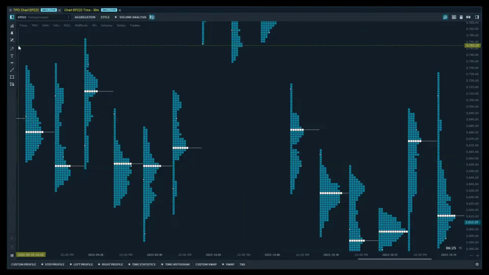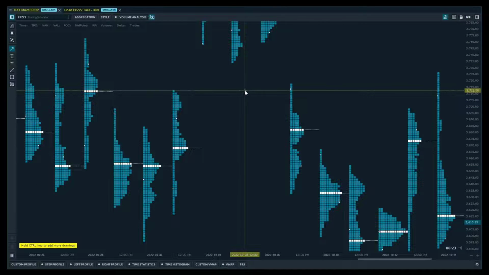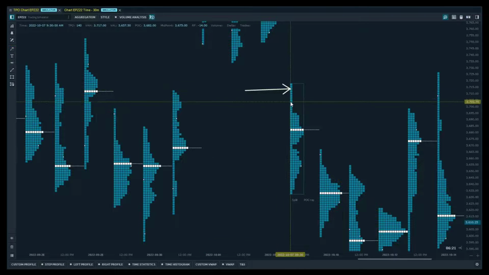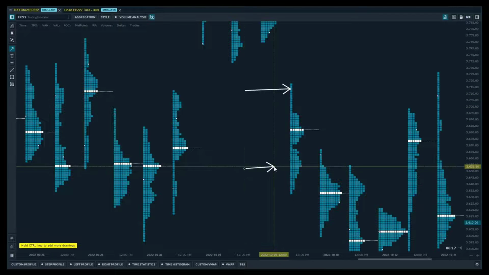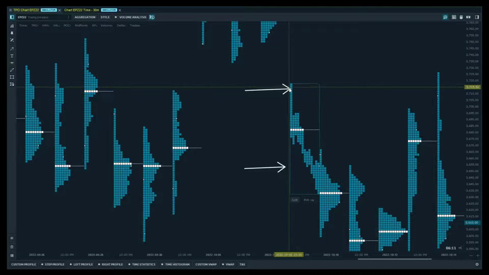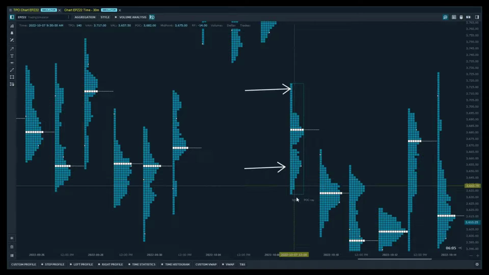As you can see on this day, we opened up here and we finished down here. This is quite bearish in the short term. We rejected off the open, balanced, and continued down, and formed another balance.